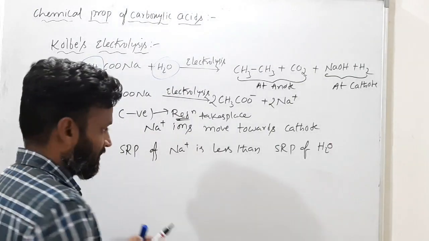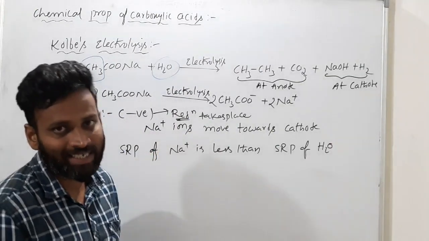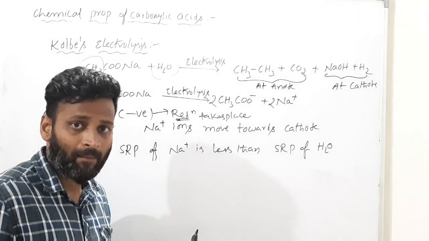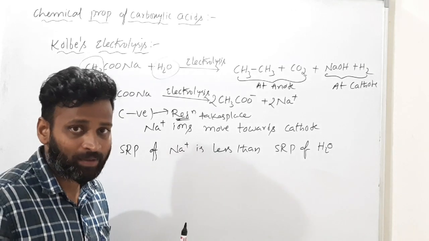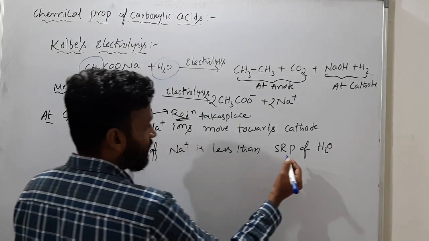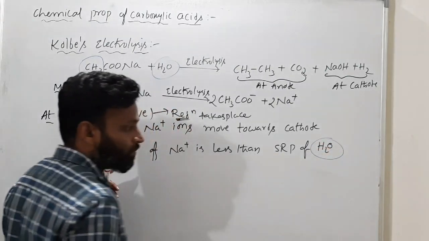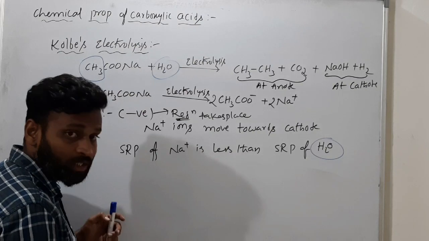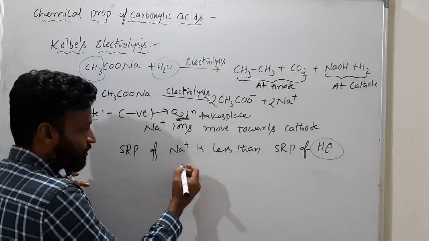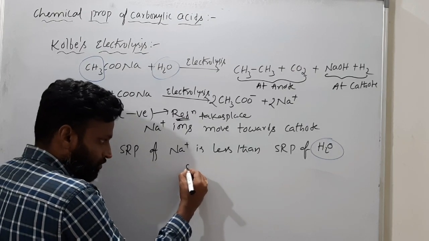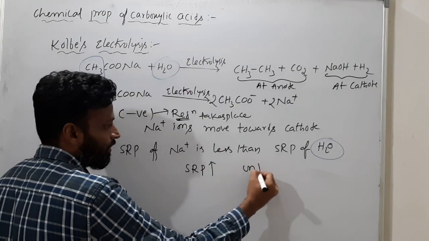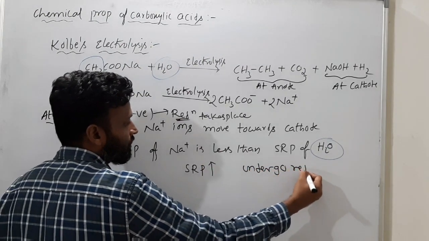So why? What is the reason? Na+ ion's reduction potential is less. The species whose reduction potential is more undergoes reduction; the one whose SRP value is less undergoes oxidation. So whose SRP is more? Water's SRP is more. So who will undergo reduction? Therefore water will undergo reduction. What I said, understanding? So here you have to know the species with the higher SRP value undergoes reduction. Very important.